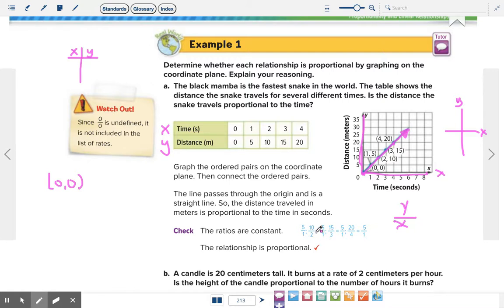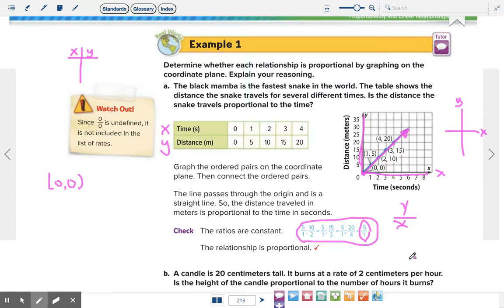Once you simplify it, you divide them by 2. 15 over 3, you can divide by 3. You still get 5 over 1. 20 divided by 4, you still get 5 over 1. Since we got the same thing over and over and it passed through 0, 0, this relationship is proportional. So you could just say yes, proportional. Okay, so we have to graph and then tell me yes, it's proportional. Whenever it says explain your reasoning, going back and showing me this piece right here is explaining it.